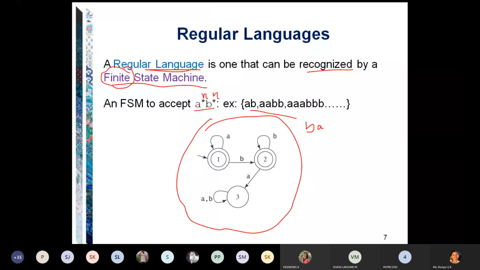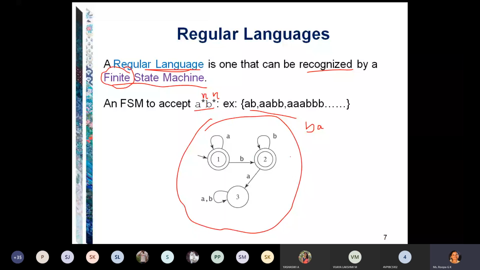Clear, students? Say I take 2 A's. I have to start reading the input from state 1. First A, I move from state 1 to state 1 itself. Second A, again I move from state 1 to state 1, because if the input is A, you have to stay back. The input is over, I am in state 1 itself, so the string AA will be accepted. If I take AAB, after 2 A's, I will move from state 1 to state 2. Correct? But 2 is also an accepting state, so it will be accepted.